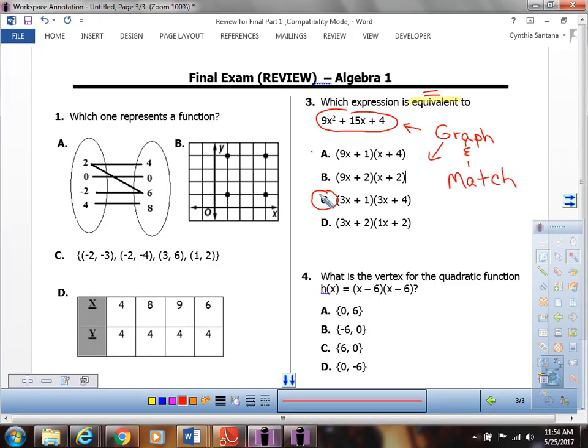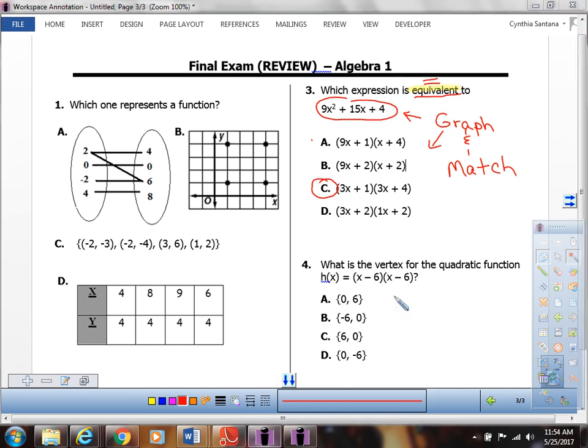But again, put this in your notes. Put graph, put a little arrow that way, and then point to the answers, and then put graph and match. Because that's really all you have to keep in mind. When they say equivalent, they mean like the same picture.